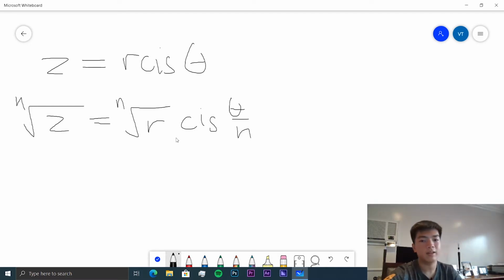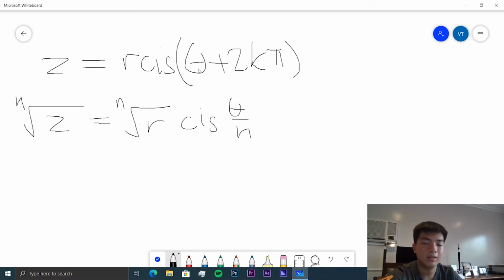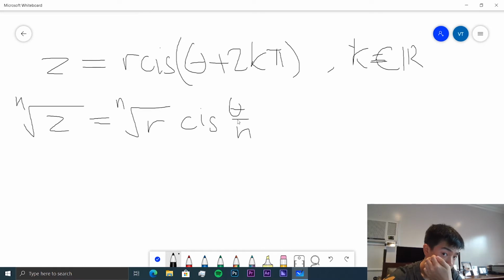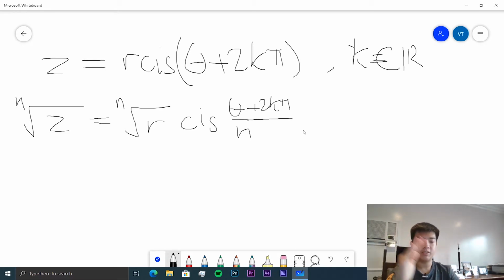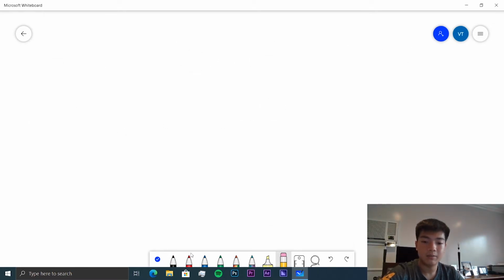I mean, this all looks pretty obvious, except the problem is that there are actually multiple roots for each complex number. Since, remember, this angle is really theta plus 2k pi, because all of these numbers would be equal, where k is an integer. So this is actually equal to theta plus 2k pi over n. This produces multiple solutions that we need to account for. With that being said, we can now jump into some questions.